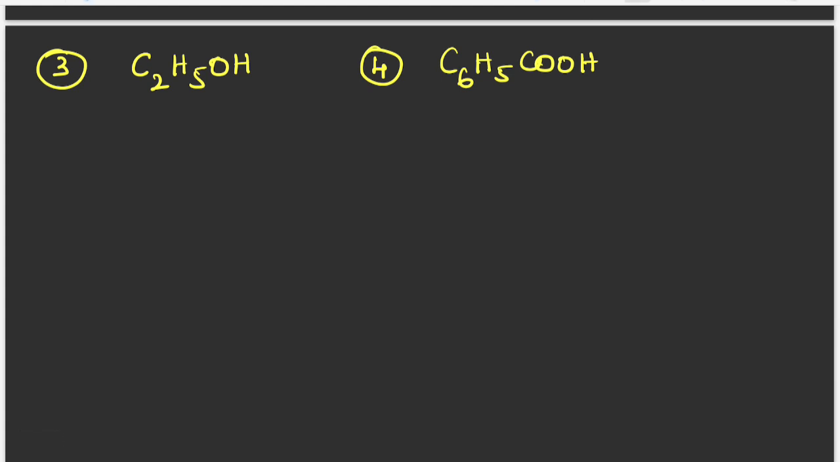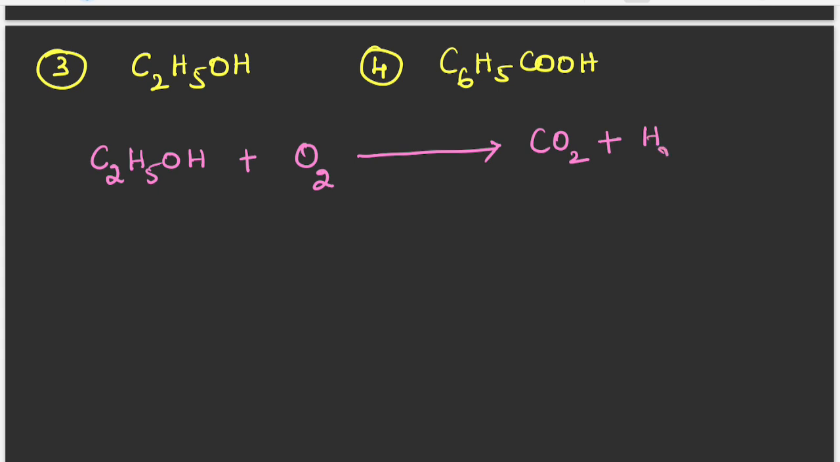First we will take ethyl alcohol, C2H5OH. Combustion means we are going to burn it in excess oxygen. What is the product you are going to get? Carbon dioxide and water.